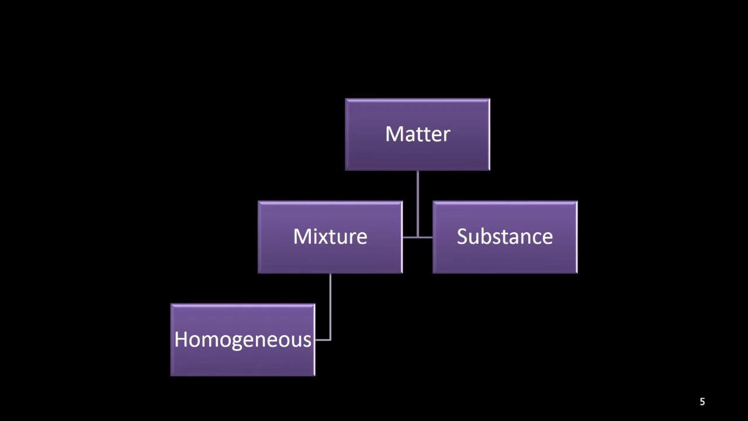We're going to talk about a homogeneous first. A homogeneous mixture is a type of mixture where all the different types of matter are evenly distributed throughout this combination. Examples would be your drinking water or the air we breathe.